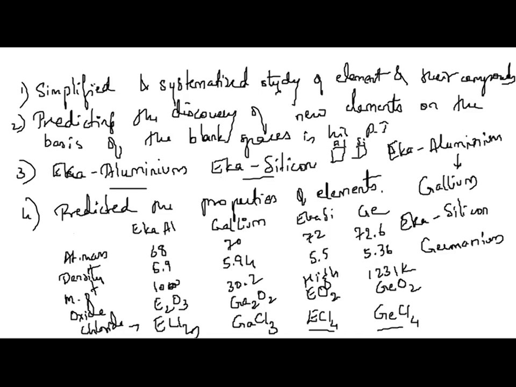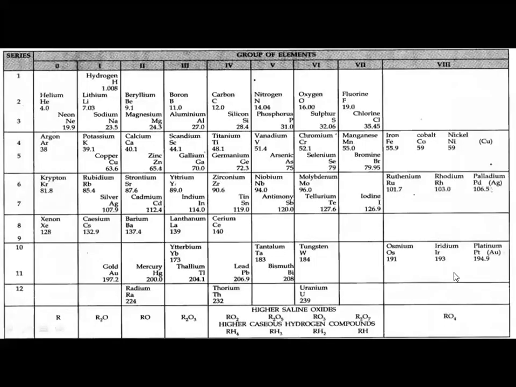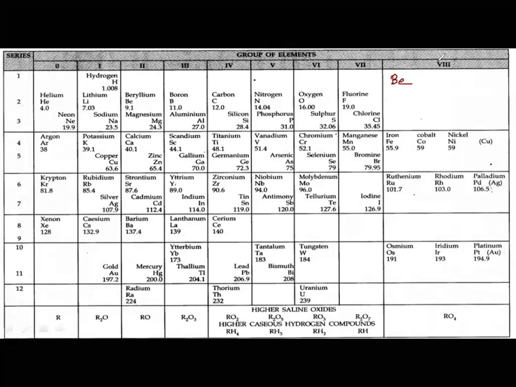Another achievement of Mendeleev was that atomic weights of the elements were corrected. How did he correct the atomic weights of the elements? See, the atomic weight of beryllium was calculated to be 3 into 4.5, that is 13.5, by considering its valency as 3.